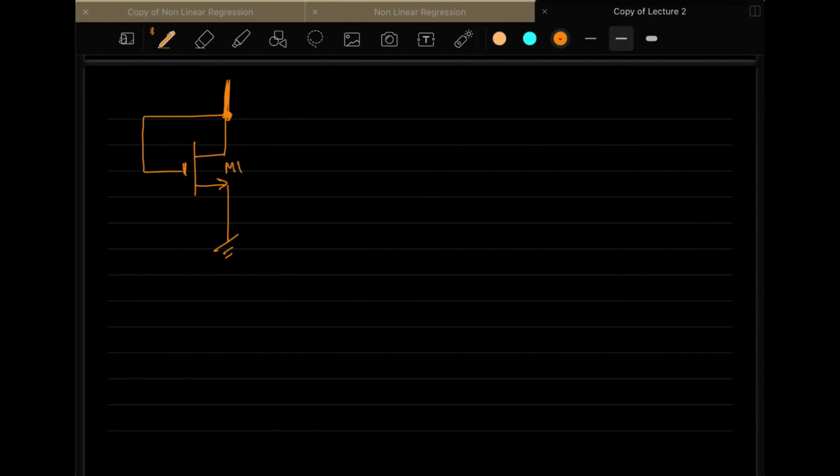This is the MOSFET M1, which we are calling diode connected M1. So if I want to calculate the output resistance of this circuit, looking from this side, how can we do it? We can do it very easily. We will replace this MOSFET M1 by its small signal equivalent.